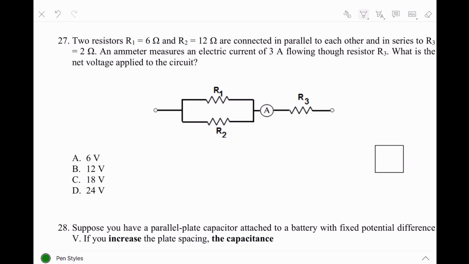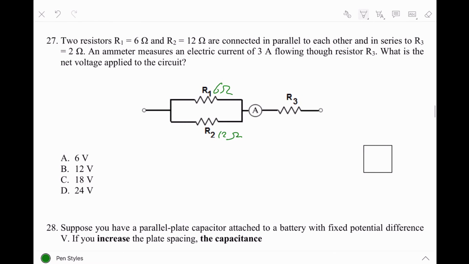All right, number 27. Two resistors, R1 and R2. One is 6, one is 12, and this is 2 ohm. You got 3 amp here. What is the net potential? What is the potential across? So what you can do is, okay, this 3 amp is your total current because you're measuring at this loop. It means it's the same as this one. So this is your total current.